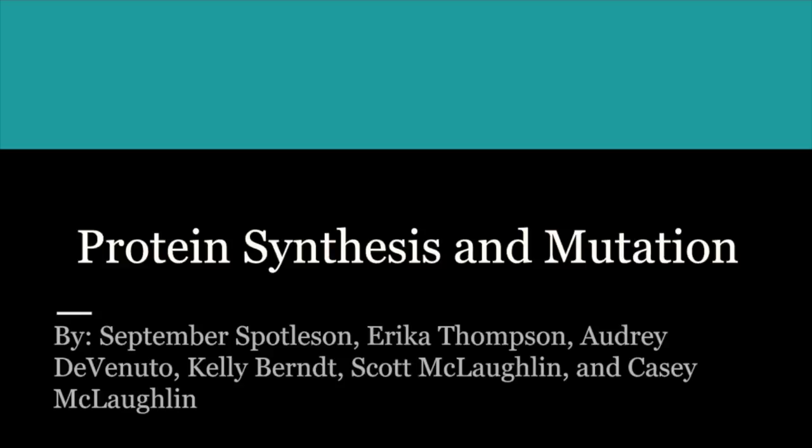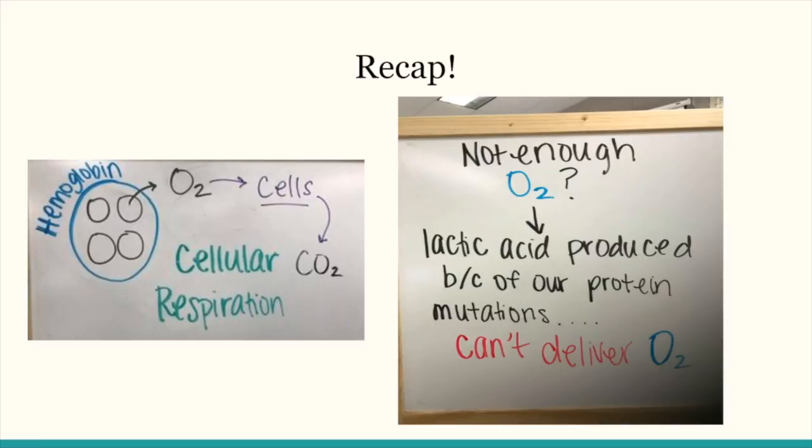We are going to be talking about protein synthesis and protein mutations. So, to recap, remember that earlier in the year we talked about hemoglobin and cellular respiration. Remember that we used circular cushions to represent the hemoglobin and that they carried the oxygen, or post-it notes, to the cells, which was a process of cellular respiration.